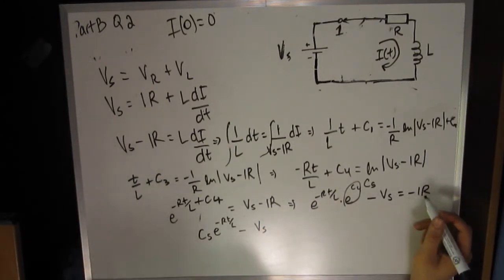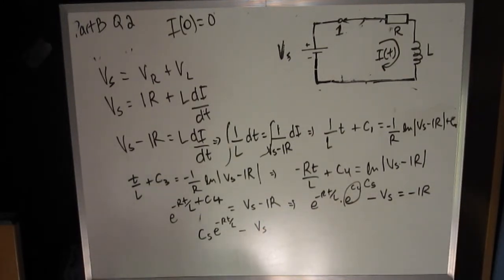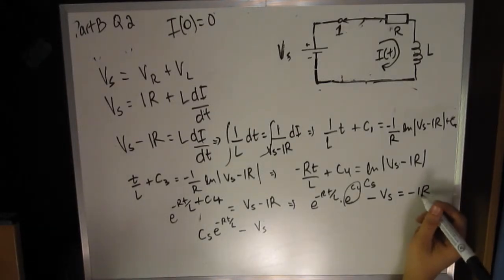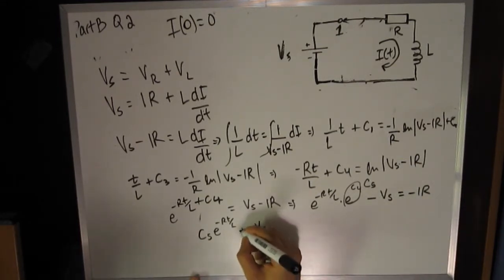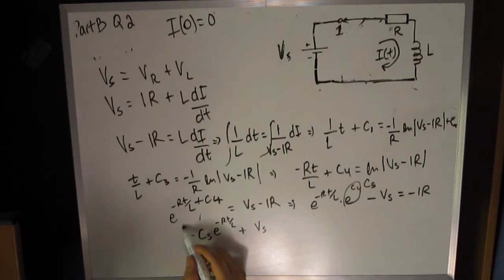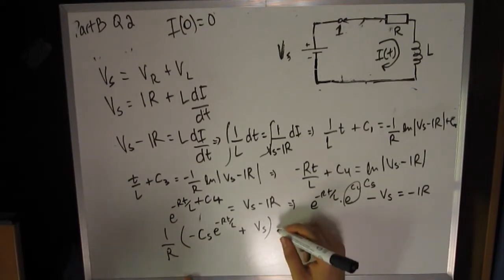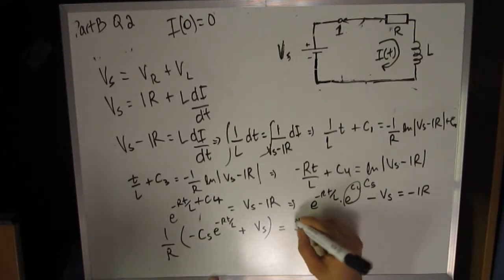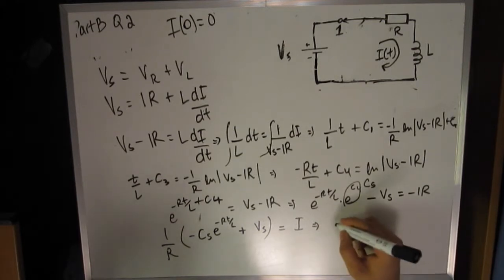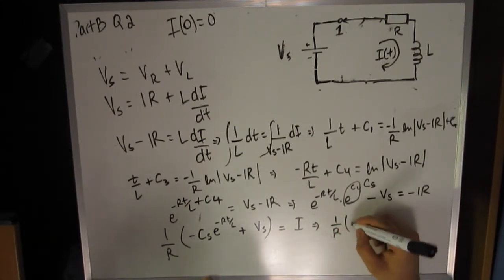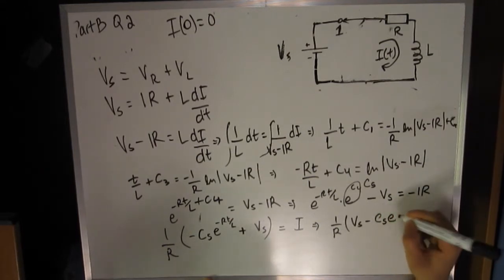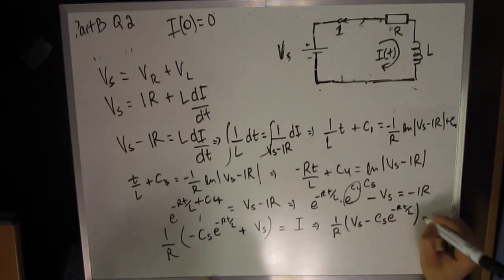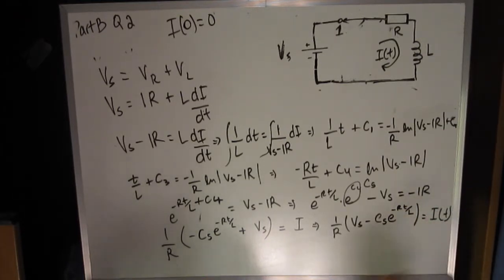And now what I'm going to do is try to isolate the I onto one side, because at the end of the day you need a function of I in terms of t. So we have to divide both sides by negative r, and that's basically going to make this into a positive number and this into a negative. I'm just going to leave this outside, so 1 over r, which is equal to your I. And this could be rewritten as 1 over r multiplied by Vs minus C5 e to the negative r t over L is equal to I t. So that's your final equation.